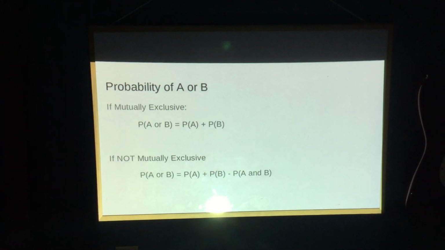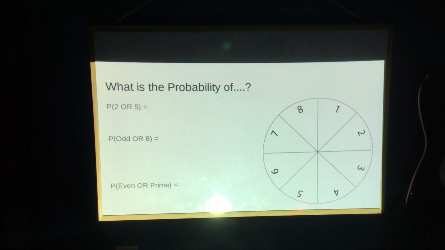So the hardest part of this is figuring out whether they're mutually exclusive or not, and then remembering which formula to use. So I plan on going through quite a few examples. We'll start with our spin wheel that we seem to be using quite a bit. The first one says, what's the probability of a 2 or a 5?